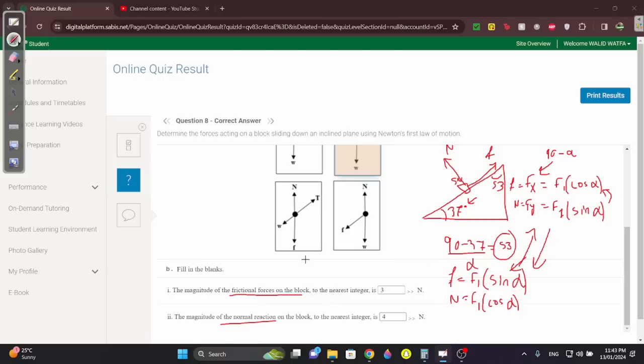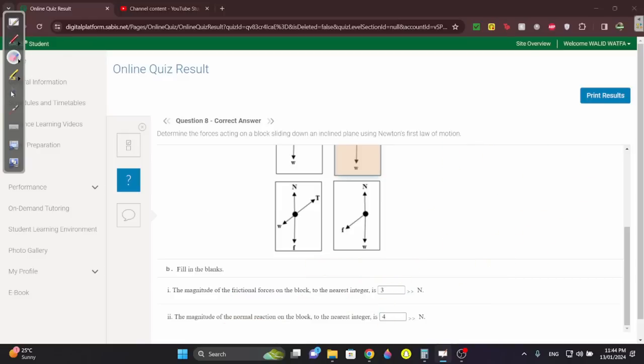In this case, I like using 90 minus the angle. The force is 5 newtons, so it's going to be 5 times cosine 53, which you get 3.01, I think, something like this, which you round up to 3. For the normal reaction, this time use sine, and you get I think 3.99, which is rounded up to 4. That's how you solve.